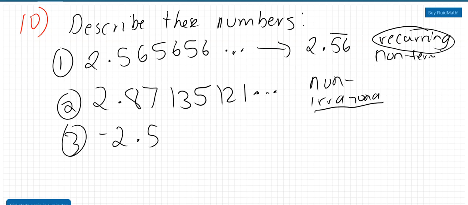And the third one, 2.5, my decimal place stops, it terminates. So for this one, I will write terminate. It terminates. I know it's a negative, that doesn't matter. Look at the decimal, it's a terminating number.